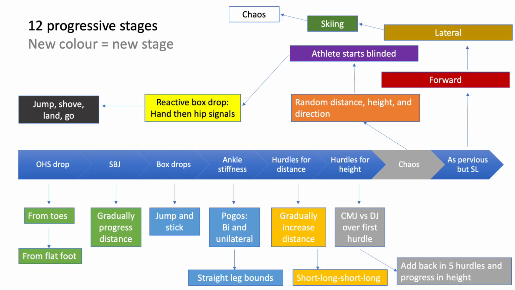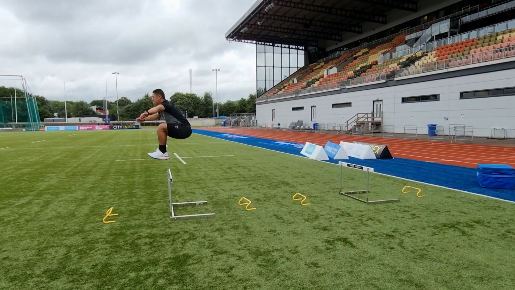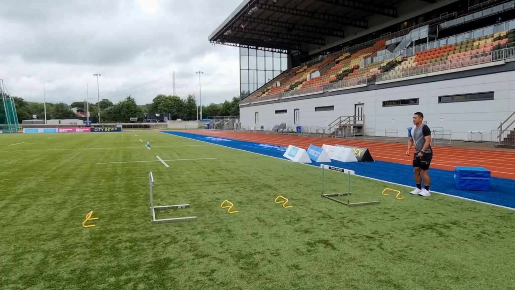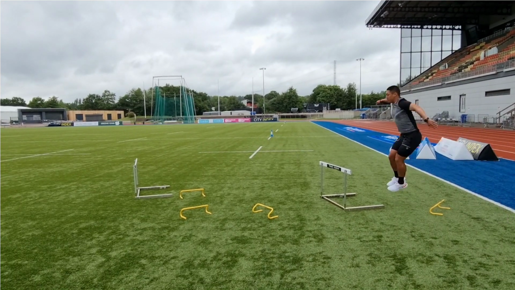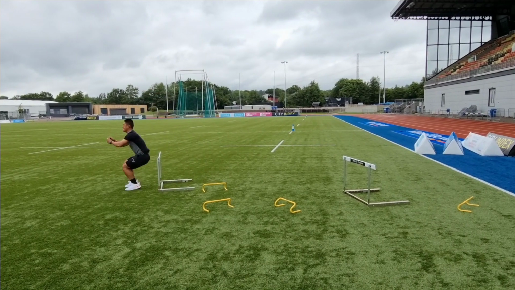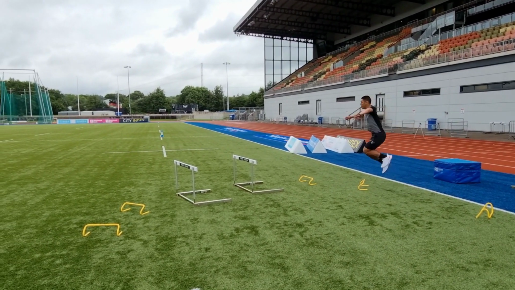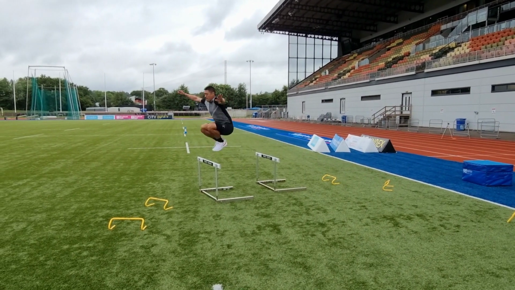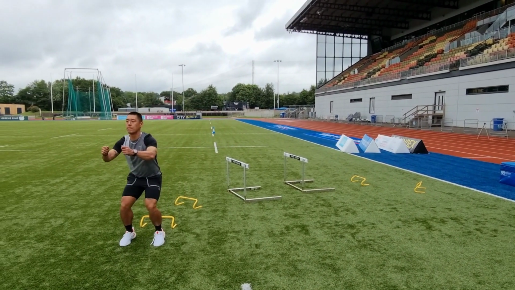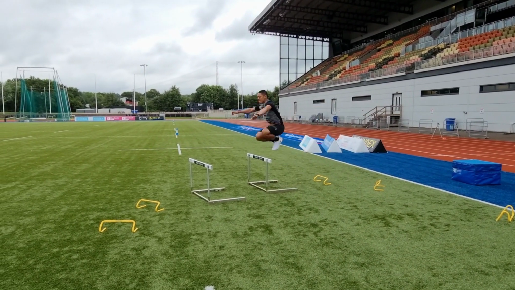It's now time to bring the unpredictability and chaos to the drills. And now the athlete must adjust to hurdles of varying heights and distances, as well as in multiple directions. Then the athlete starts blinded to the hurdles obstacle course, and they must simply turn and navigate it on the fly. And here we're beginning to make it more of an open skill, with the athlete having to think quickly.